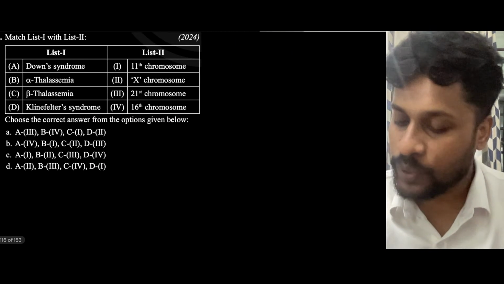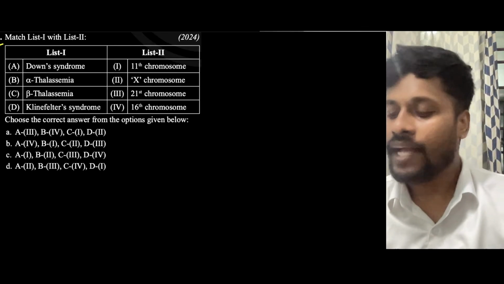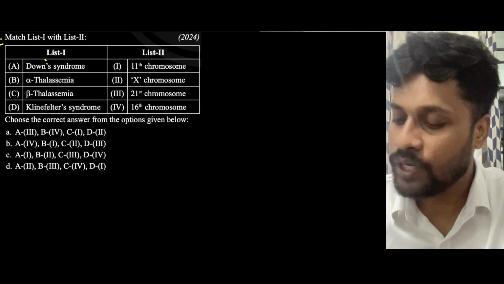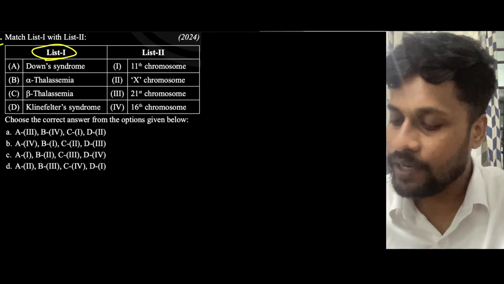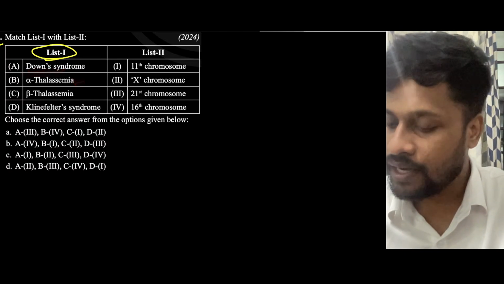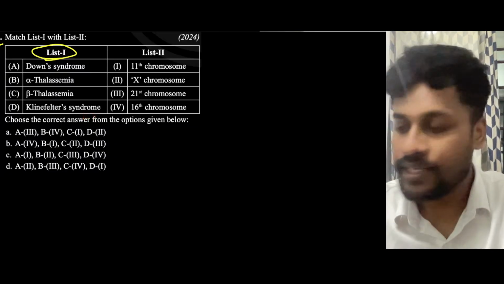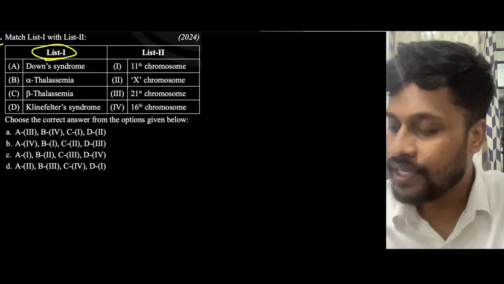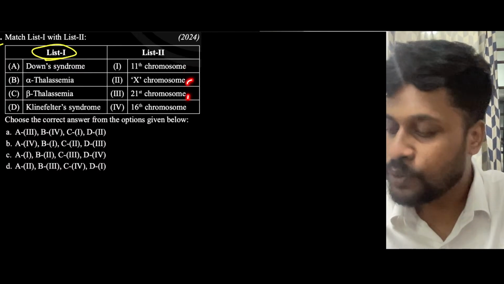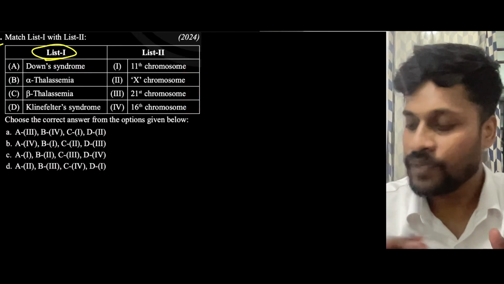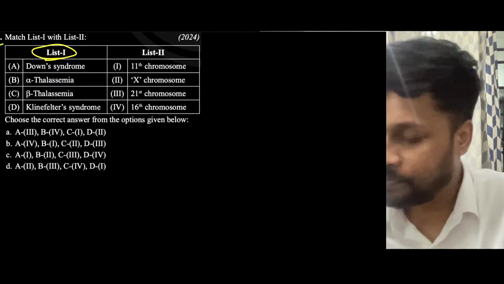Now, let's take the next question. 57th question. Match list 1 with list 2. In list 1, you can see that they have given Down syndrome, thalassemia, alpha thalassemia, beta thalassemia, Klinefelter syndrome. In list 2, you can see 11th chromosome, X chromosome, 21st chromosome, and 16th chromosome. Guys, what will be the answer here?